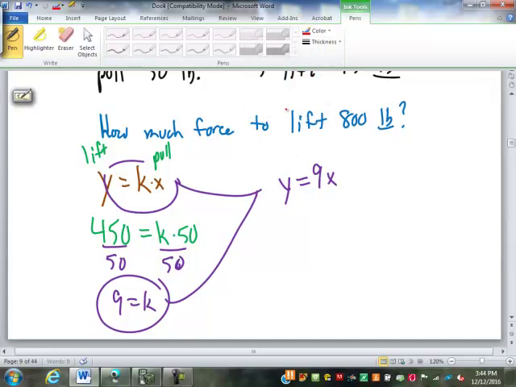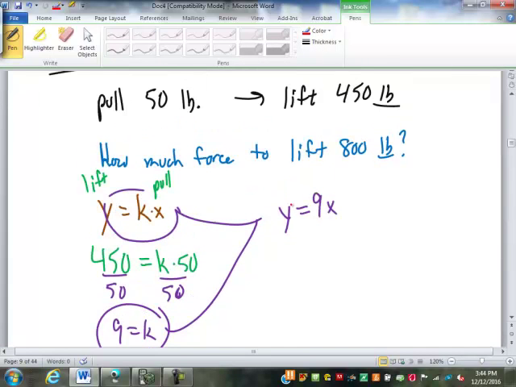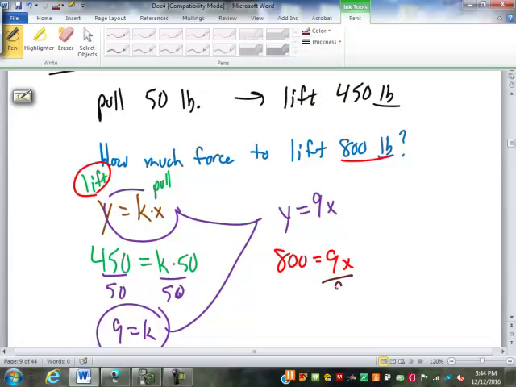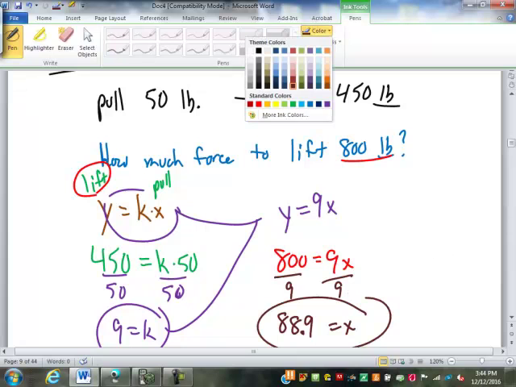So how much force does it take to lift something that is 800 pounds? 800 goes in for x or y? That's how much you're trying to lift. That goes in for y. So we have to divide out the 9, which is going to give us what? 88.9 pounds of force is what it would take to lift that.